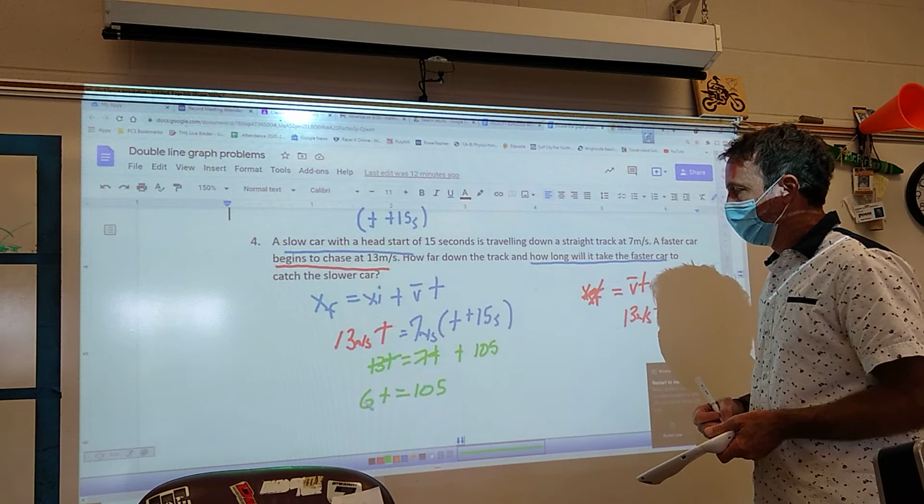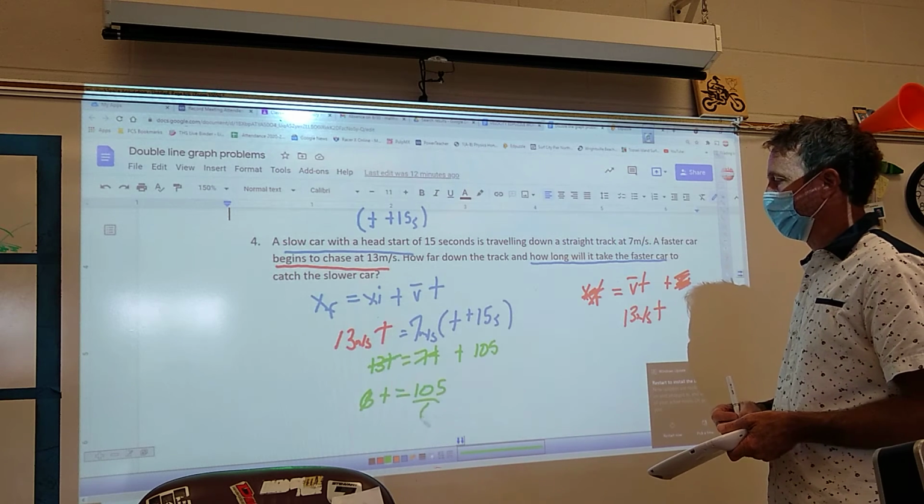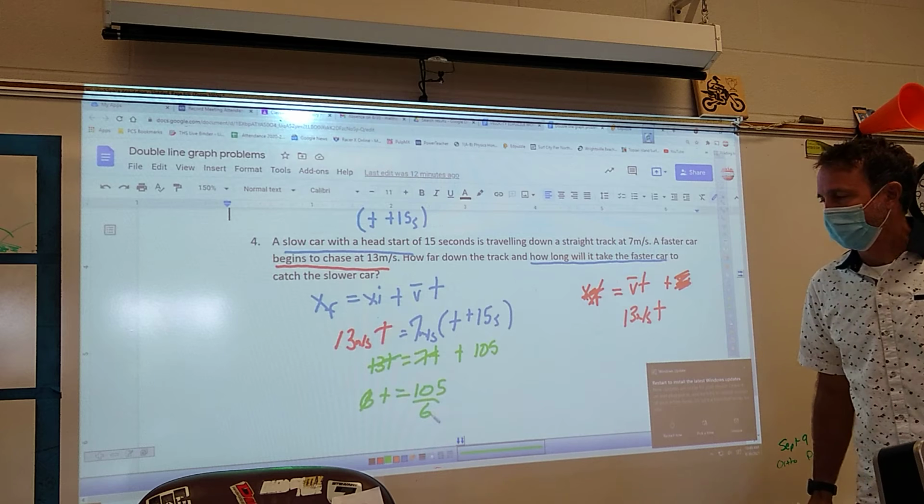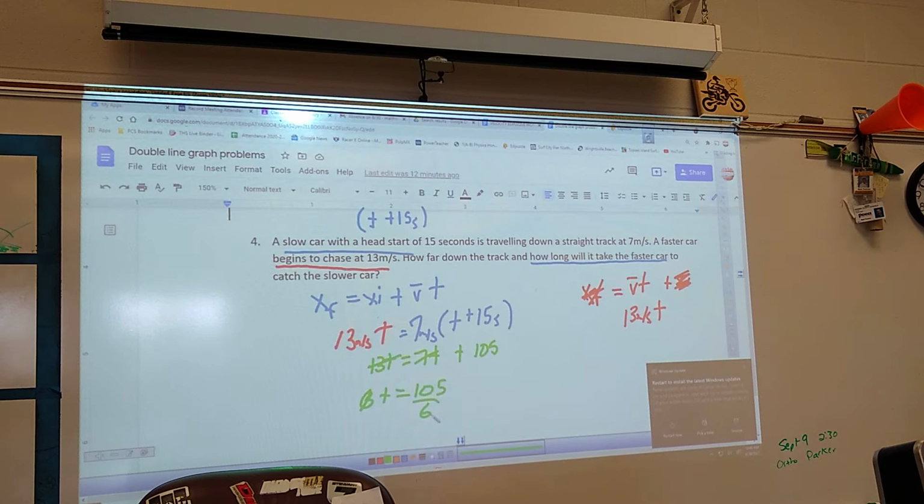And then t is equal to 105 divided by 6, which is, was it 17 or something? What is it? 17.5. So the time is equal to 17.5 seconds. That's how long it's going to take the faster car to catch the slower car.